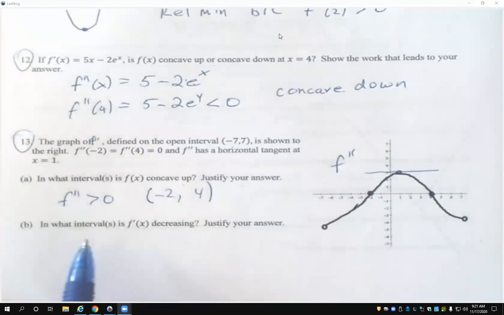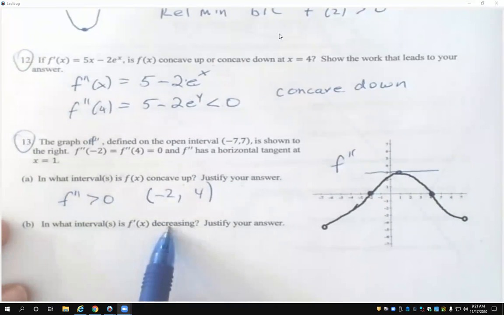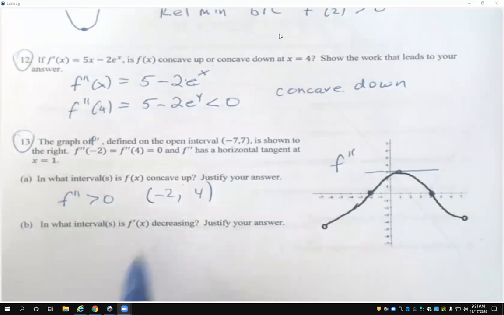And the last one, where is f prime decreasing? Again, we haven't talked much about this, but you have to keep this in mind. Whatever f prime tells us about f, and that's 99% of the questions, is f prime positive or negative? That tells us if f is increasing or decreasing. The relationship of f double prime to f prime is the same. f double prime tells you about f prime what f prime tells you about f, and it works both ways.